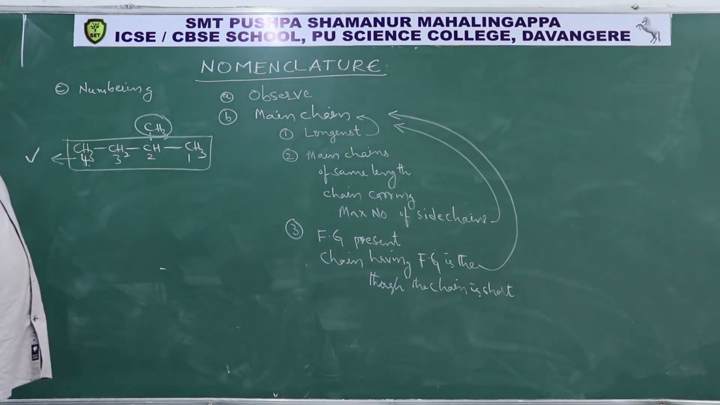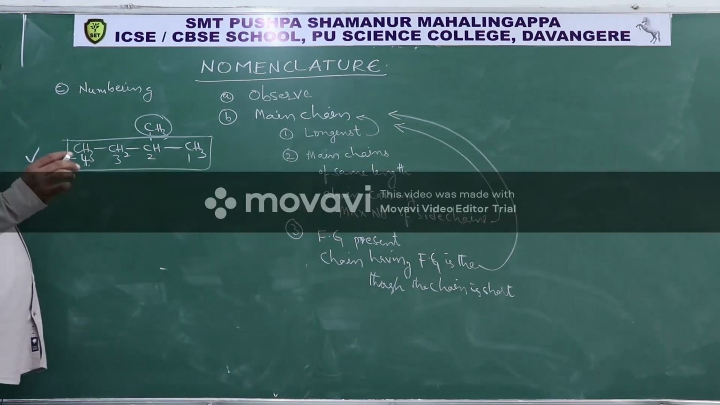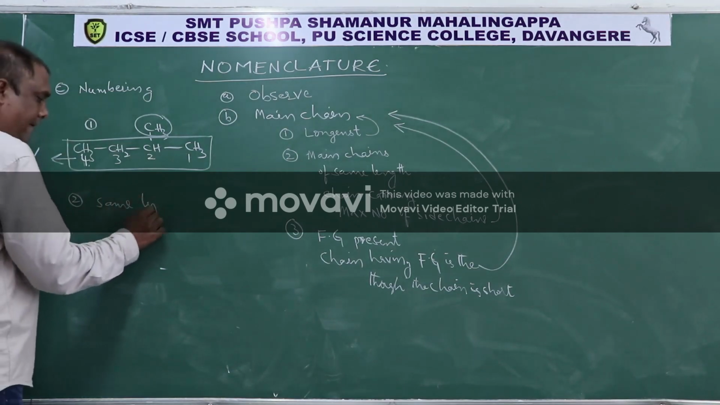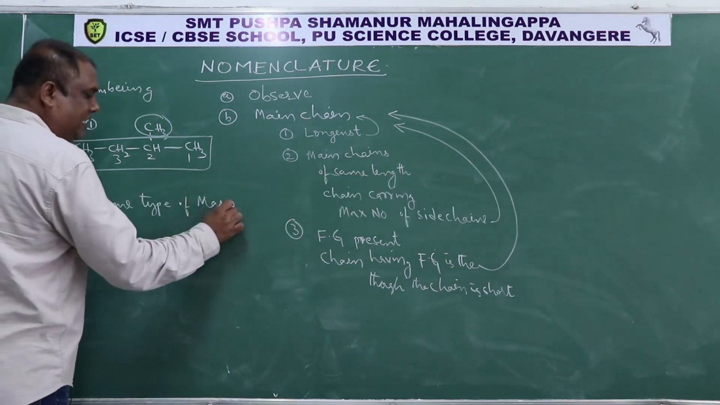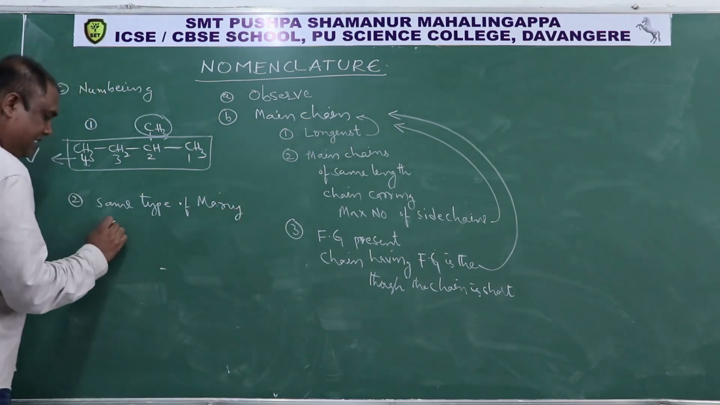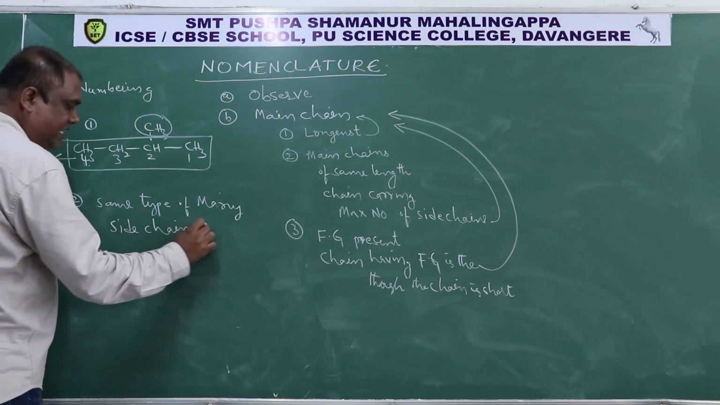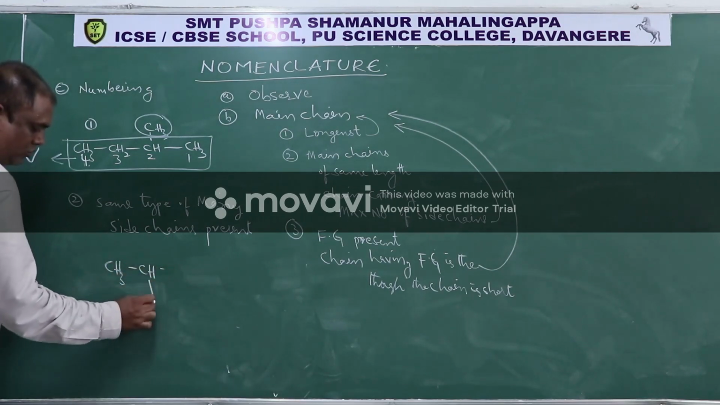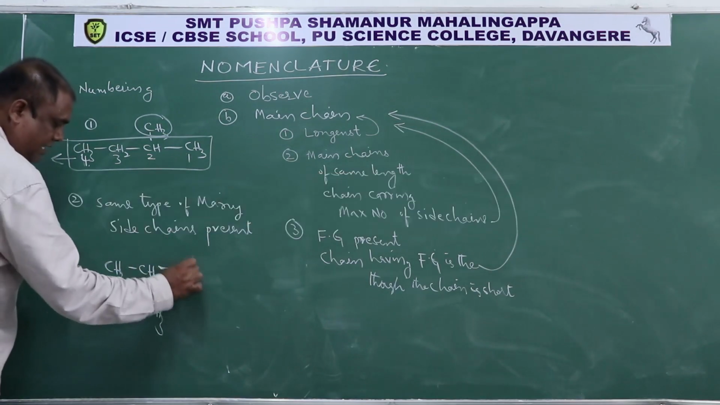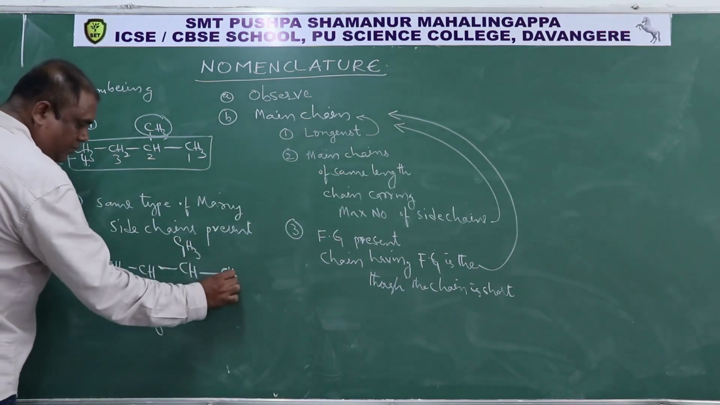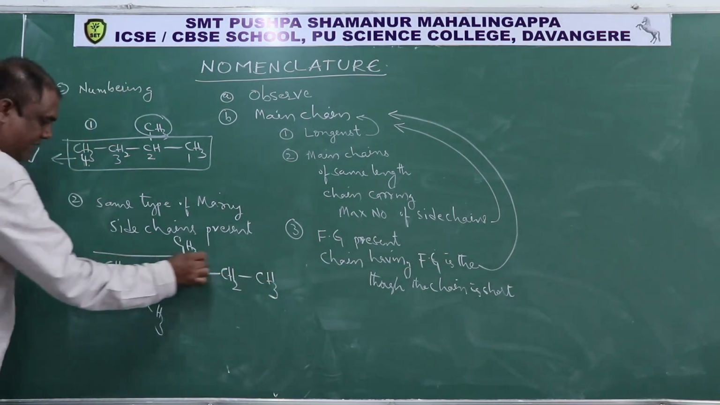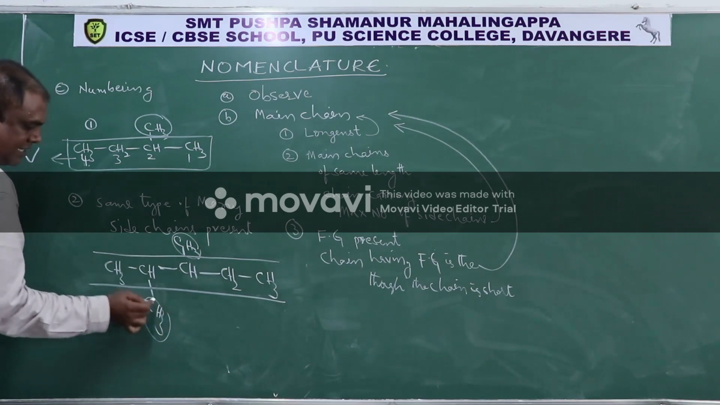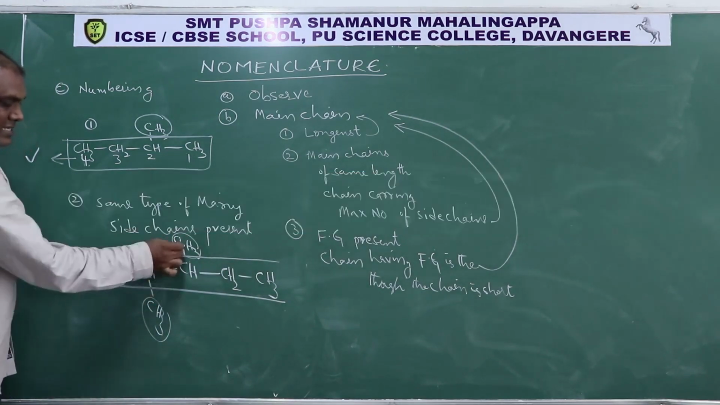Okay. Now suppose many side chains of the same type are present, like this: CH3, CH, to this CH3, then to this again CH3, CH2, CH3. Here this is the main chain, having how many carbons? 1, 2, 3, 4, 5 carbons. This is a side chain, this is also a side chain. This side chain is CH3, this side chain is also CH3, which means these are the same side chains.